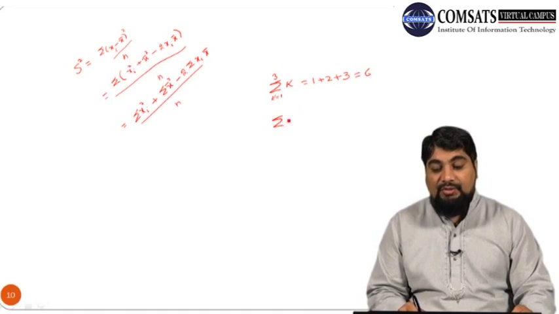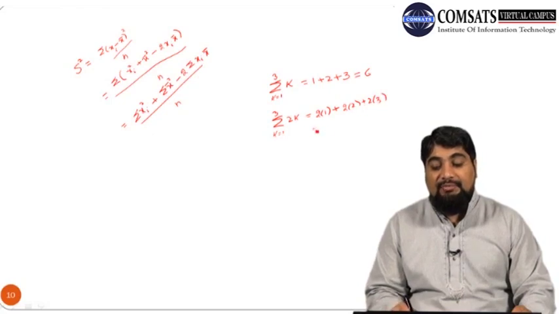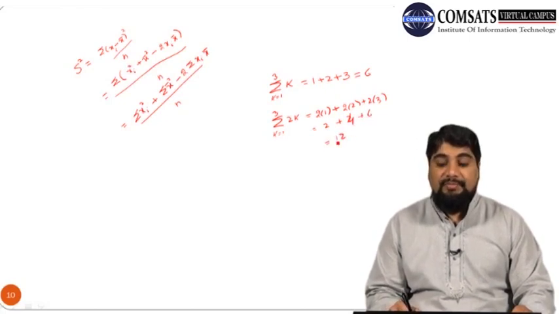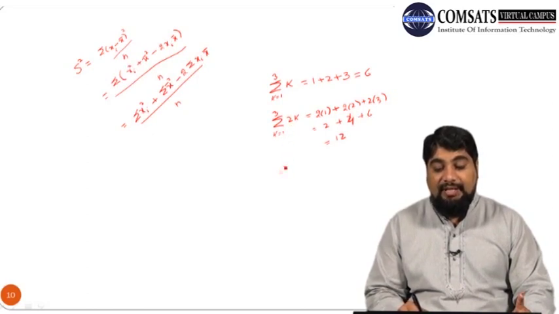Similarly, suppose we have summation 2k where k ranges from 1 to 3. In this case we replace k by 1, then plus, k by 2, then plus, k by 3. So we can simplify it: 2 into 1 is 2, 2 into 2 is 4, and 2 into 3 is 6. We get a total of 12.